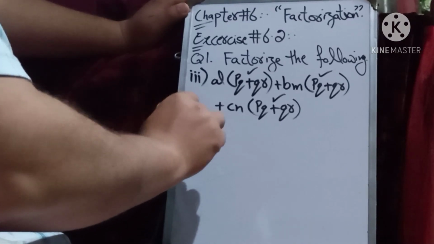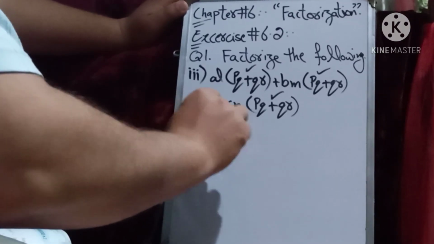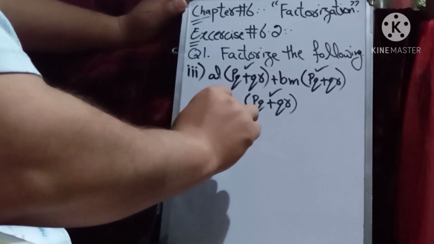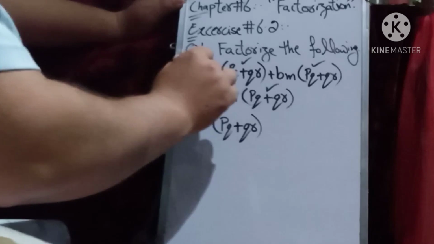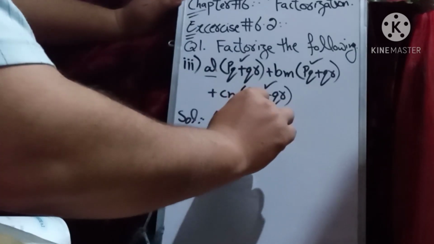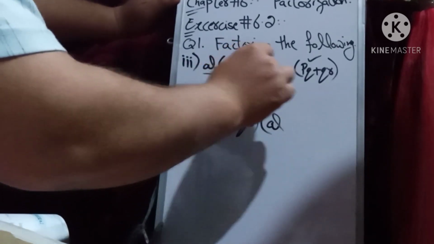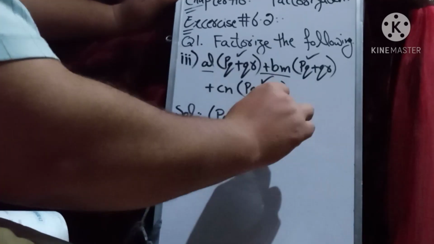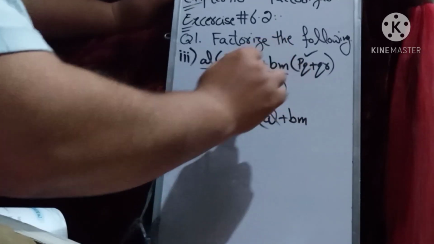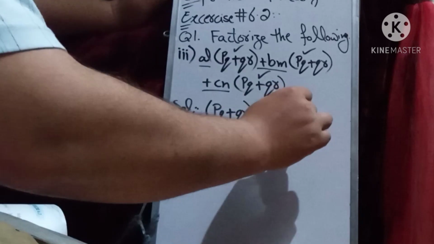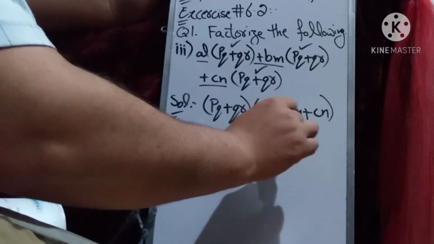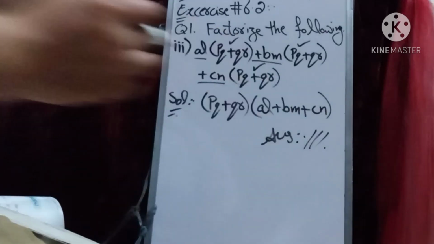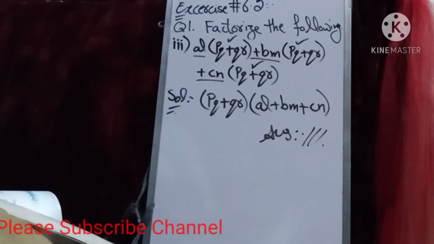Next part is AL into (PQ plus QR) plus BM into (PQ plus QR), and the third one is CN into (PQ plus QR). You notice that we have the same common factor, PQ plus QR, in all the terms. So we take PQ plus QR as common, and the left part is AL plus BM plus CN.